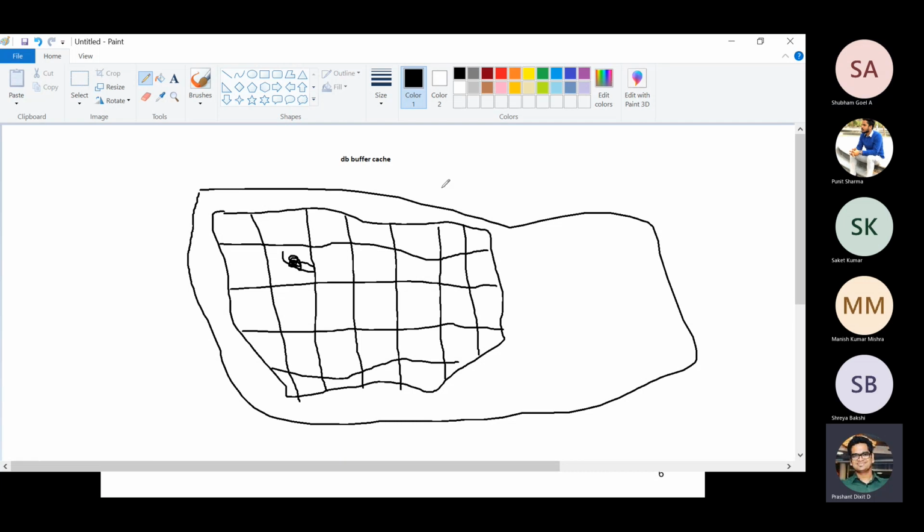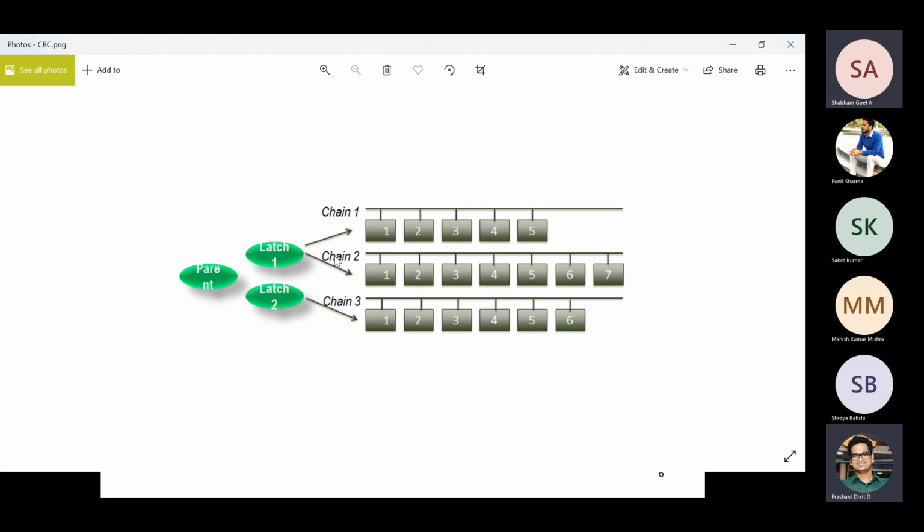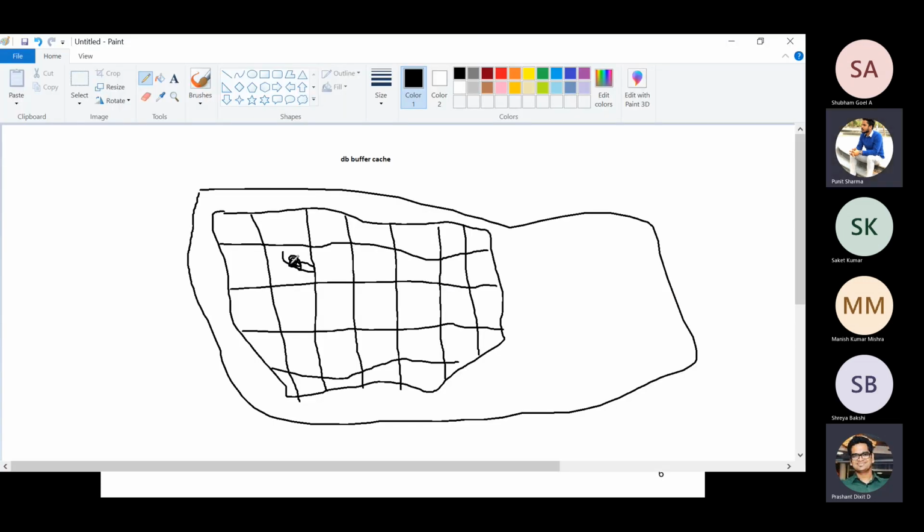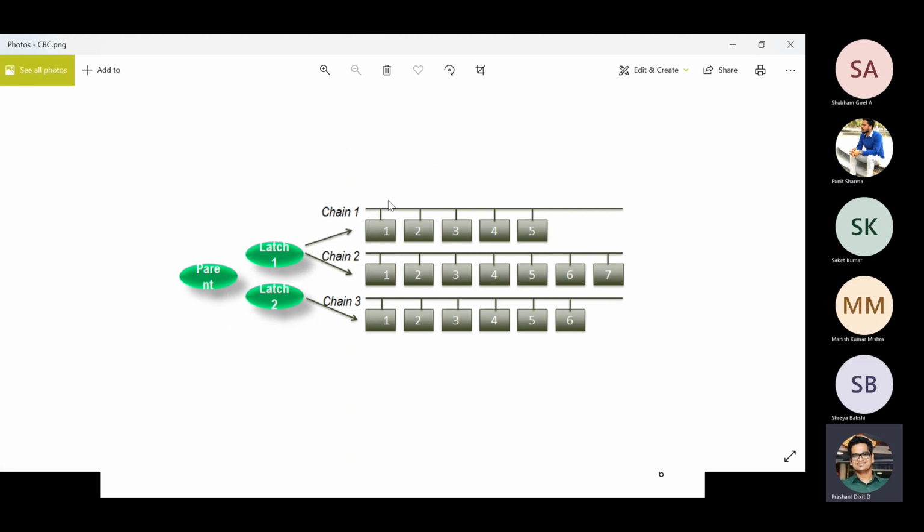But internally, this meshy structure is divided like this. You've got positions 1, 2, 3, 4, 5. Each of these blocks, which you keep here in the DB buffer cache, is maintained in the form of a list, an LRU list, least recently used list. So this buffer cache, locations 1, 2, 3, 4, 5, are basically physical blocks which are kept over here. And then chain 2 is from 1 to 7.